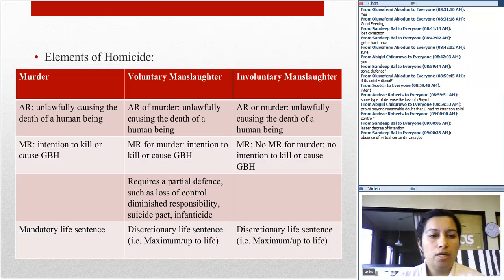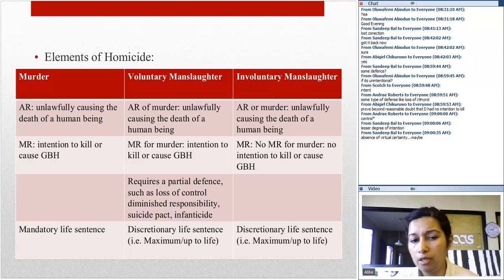So let's see, what are the elements? Elements of murder. The actus reus for murder is unlawfully causing the death of a human being. Compared to voluntary manslaughter, the actus reus is the same as murder: unlawfully causing the death of a human being. Involuntary manslaughter, same thing, unlawfully causing the death of a human being. Now, notice the actus reus is the same for all three of those. The difference is in mens rea. The mens rea for murder is intent, or intention to kill or cause grievous bodily harm.